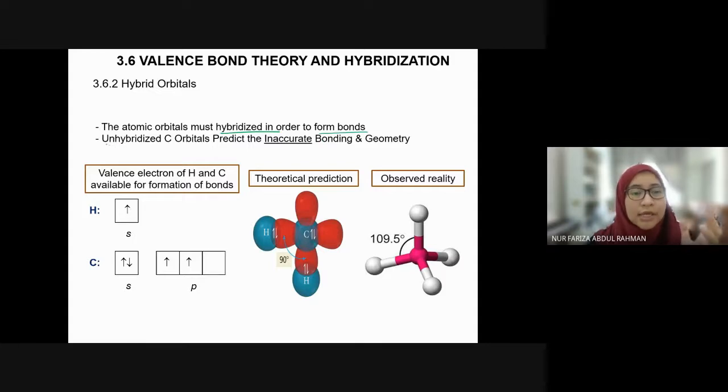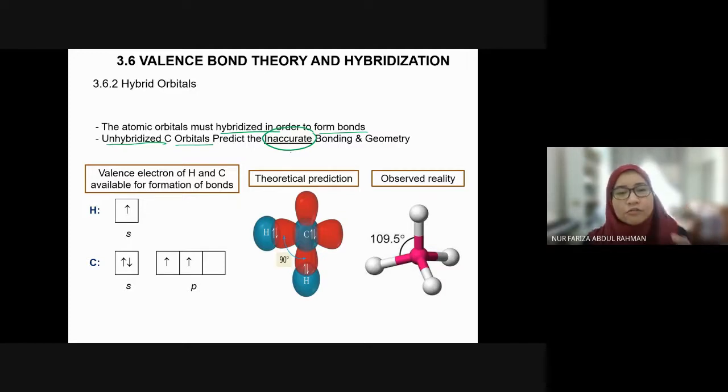Okay, because if it is unhybridized, kalau dia tak hybrid, the orbitals predict the inaccurate bonding and geometry. Okay, remember kita ada model then we create theory. Bukannya kita create theory, kita kena ada evidence dulu. Then from there kita create theory why is that so and so on. Bukan kita create theory lepas tu kita ada reality. Bukan, kita ada reality dulu. Then only from there kita study, kita create theory. Okay, alright.